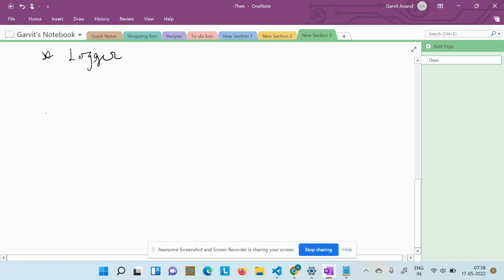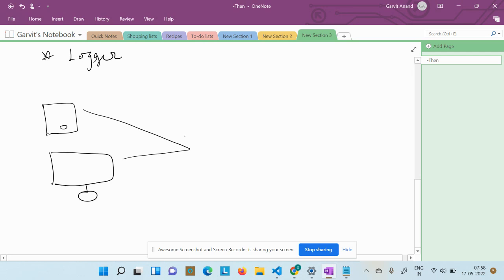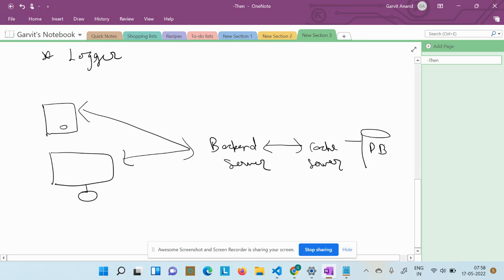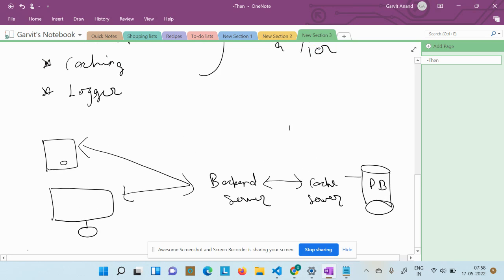Now when we talk about clients, nowadays we have mobile, laptops, and desktops. They interact basically with the backend server. And if we talk about the backend architecture, we have a cache server, we have databases, and we have a messaging server. So these are some of the components of an architecture.